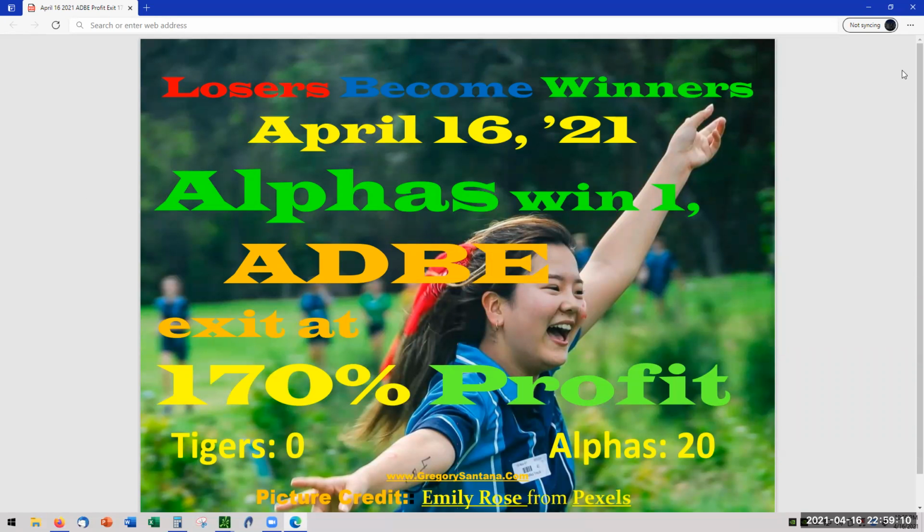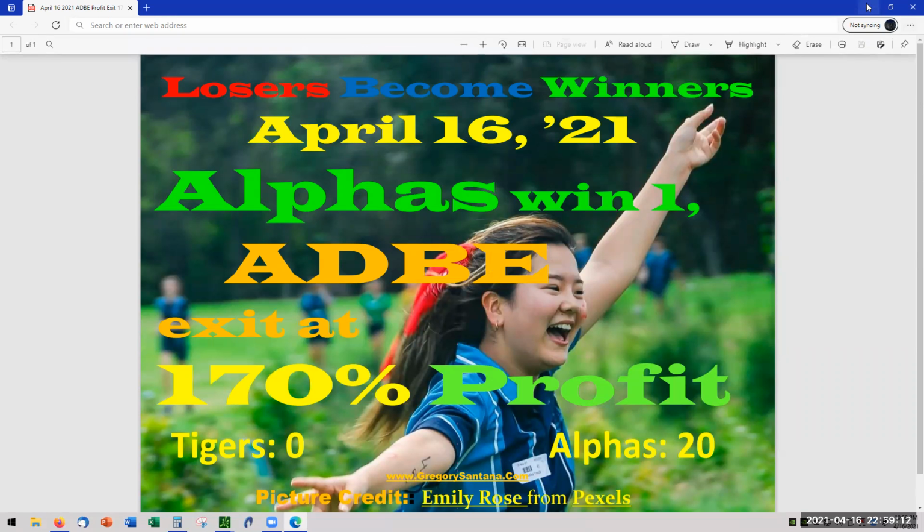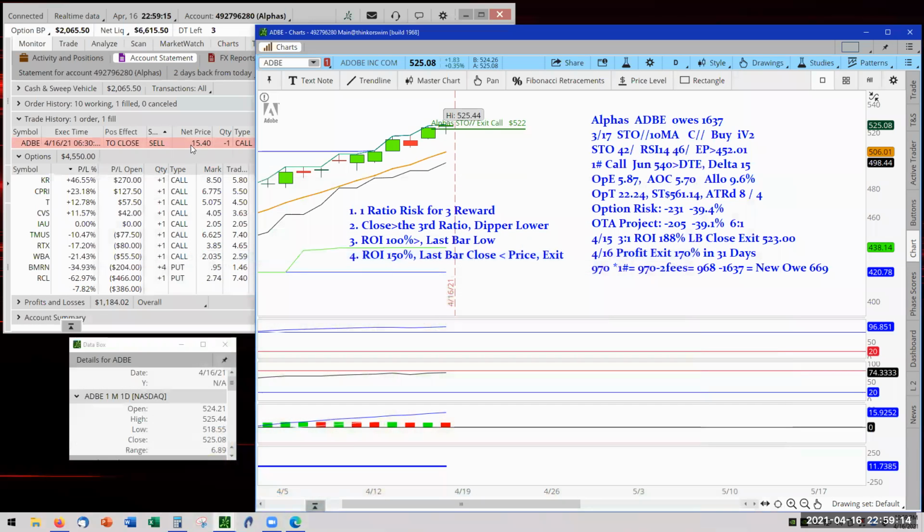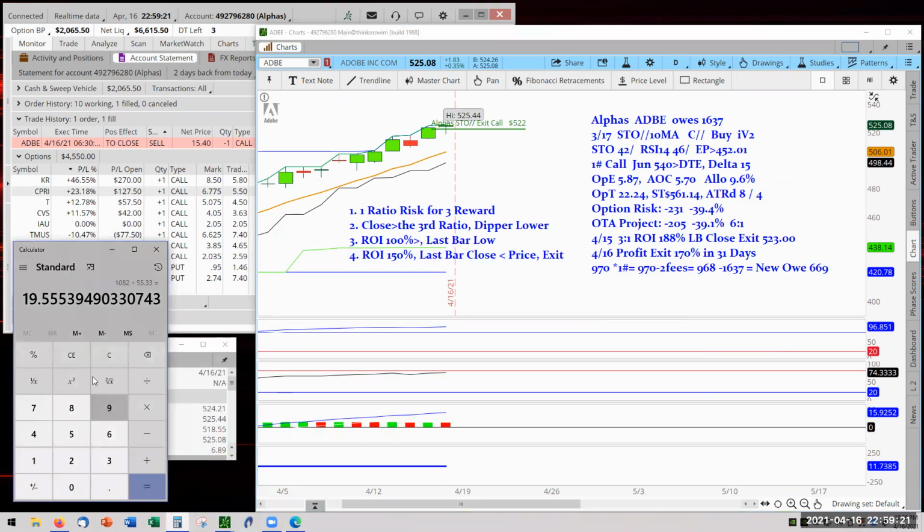The Alphas have another win on the scoreboard with Adobe exiting at 170. We got it out at 1540. We got in at 570. So let's bring up the calculator and show it. There it is. Well, that's the percentage, which I'm going to show you a little later. Let's clean that up. So that's another big hit today.